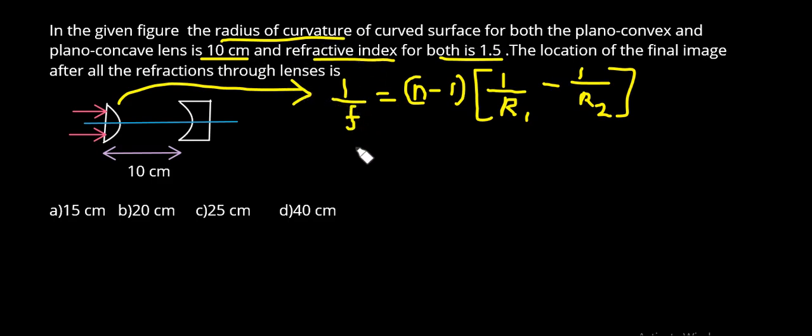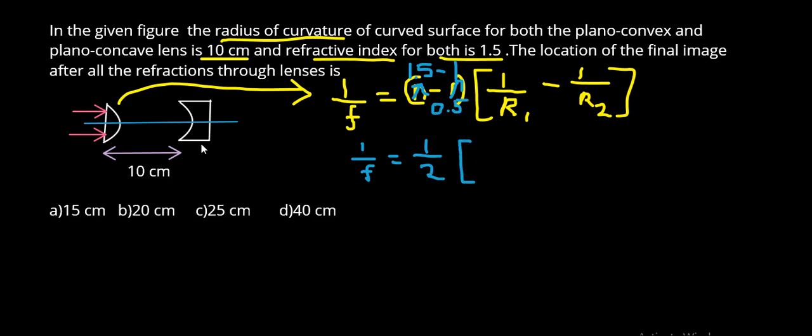So we have to find the focal length of this. n is 1.5 for both the lenses. 1.5 minus 1, I will write 0.5. So 0.5 can also be written as 1 by 2. Here 1.5 minus 1. This is 1.5, this is 1, right? So we will get 0.5, which we can write as 1 by 2.